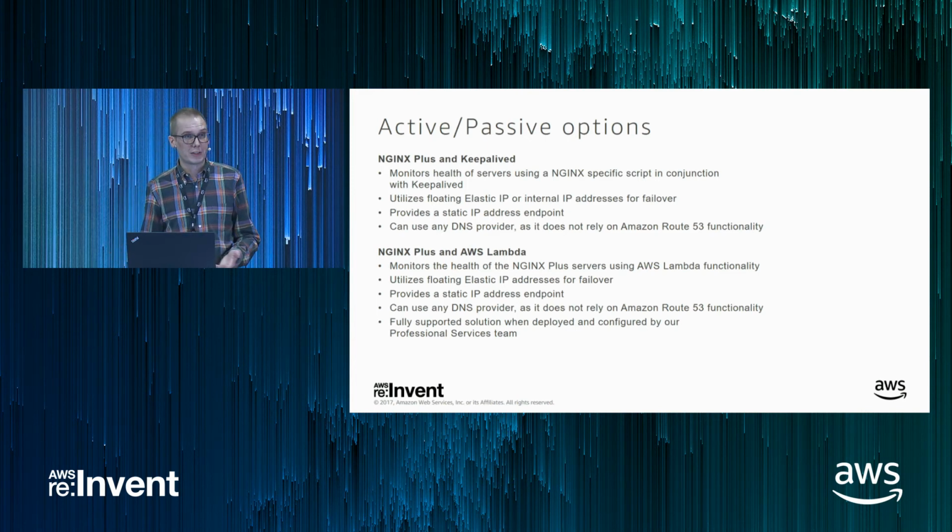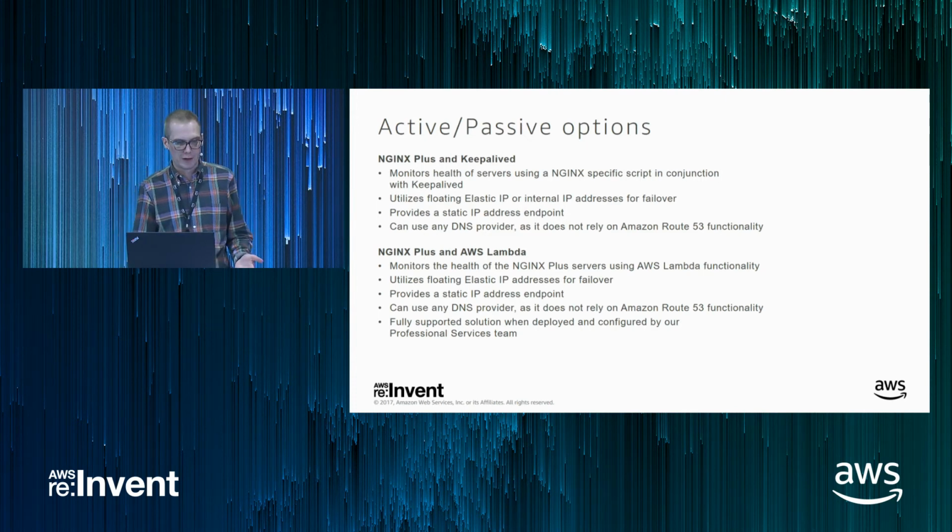The first option, which is very familiar to anybody who runs HA active-passive nodes in regular on-prem infrastructure, leverages Keepalived to migrate an elastic IP address between two instances. This allows you to use a static IP address for your endpoints, and also allows you to not be tied into all of the Amazon functionality. You're not required to use Route 53 or anything like that.